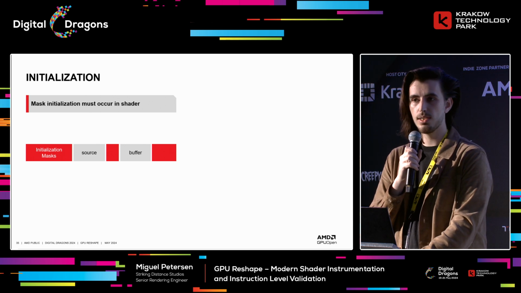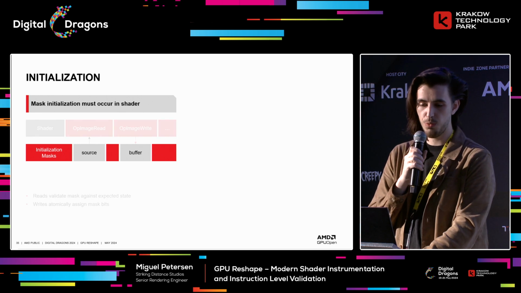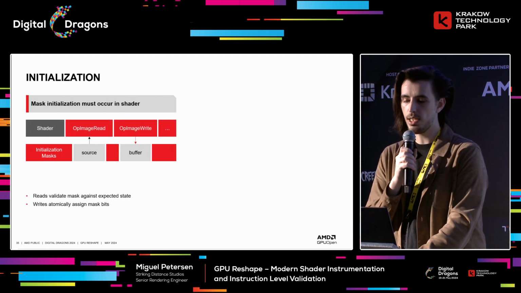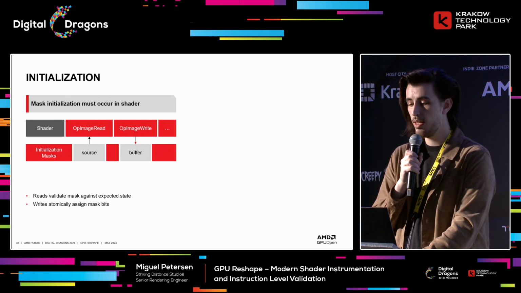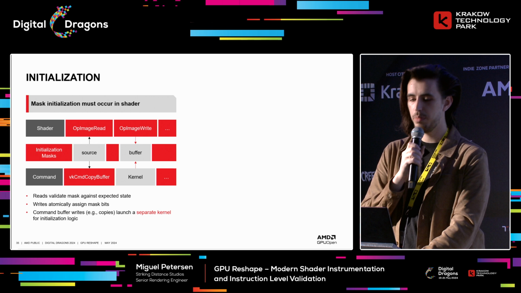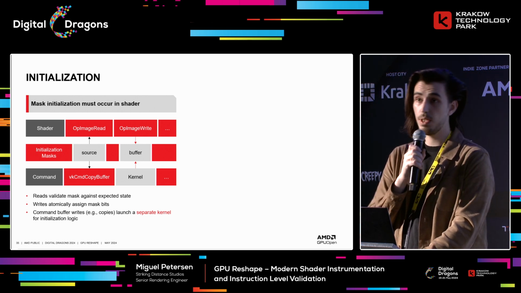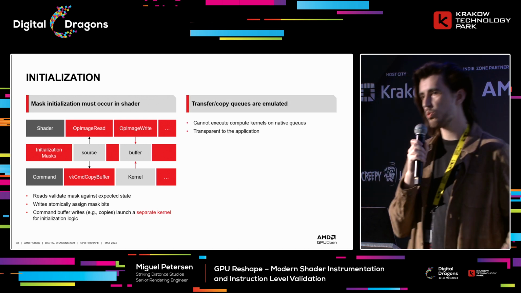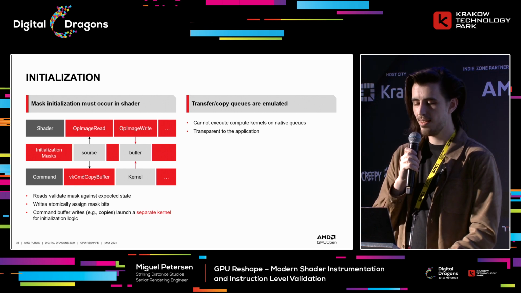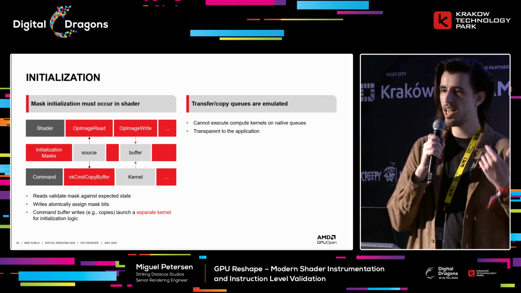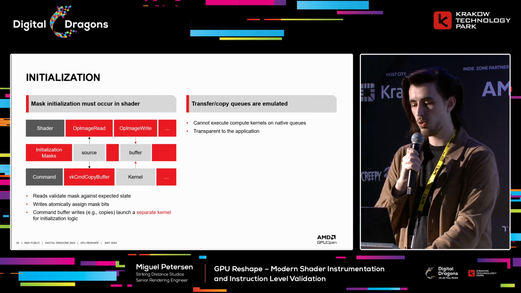One problem, though, is that initializing this mask has to happen in a shader, for the reasons being atomic initialization. And if we're inside of a shader, any user read will essentially just validate the mask, and any write will atomically assign the relevant bits. Okay. But command buffer writes, such as clears, copies, etc., actually launch a separate kernel to set things up, and it does so with these feature programs. But the thing is, what if a resource was initialized on a transfer or a copy queue? I can't really launch my kernels here. The thing is, when Reshape is enabled, it'll actually emulate these queues for you. They're just regular compute queues. I don't tell the application, it sort of just happens.